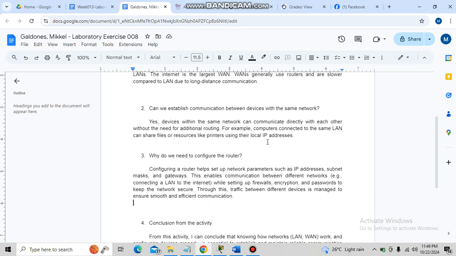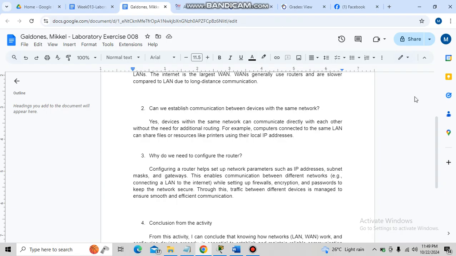And now for number three, why is it important to configure the router? So configuring a router helps set up network parameters such as IP addresses, subnet masks, and gateways, which can enable communication between different networks, while setting up firewalls, encryption, and passwords to keep the network secure. So basically, a router is responsible for managing traffic between different devices in order to ensure smooth and efficient communication and therefore keep them orderly whenever data packets are being moved throughout the network.